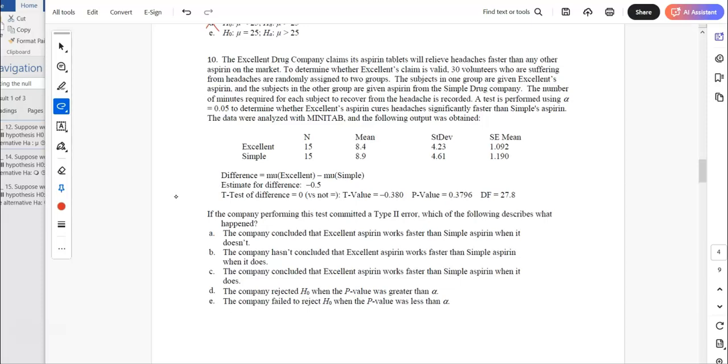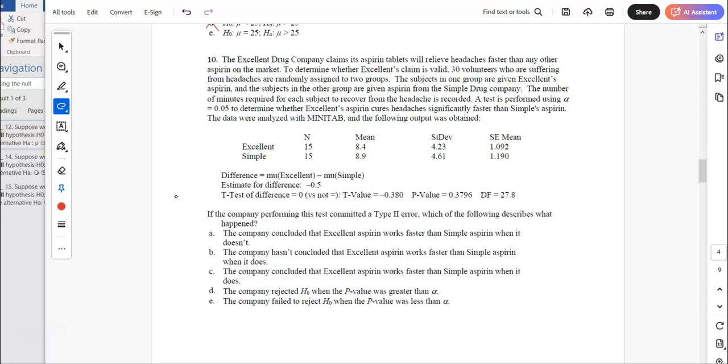Okay. So it doesn't seem like the data was paired. Well, let's see. Maybe they were. Let me think about that. 30 volunteers. So 15 and 15. They didn't pair them up in any way. It didn't talk about that. So I think this is a two-sample t-test for the difference in means.